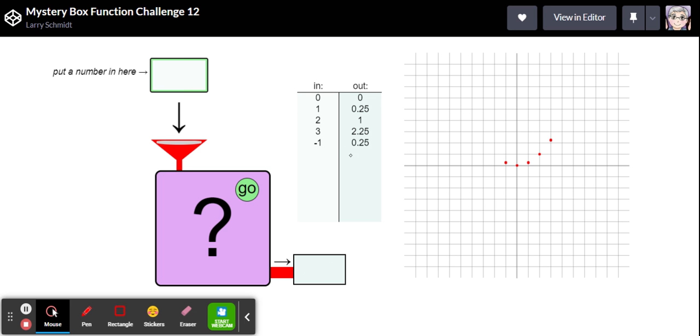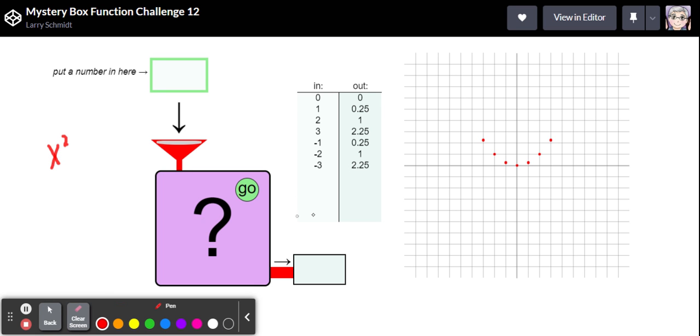Aha, there we go. So negative 1 is 0.25 and negative 2 would be a 1, same as the positive 2. Good. So a negative 3 should give us 2.25. Let's try that. Okay, so I think we have another parabola. So this has something to do with x squared. But what else is going on?